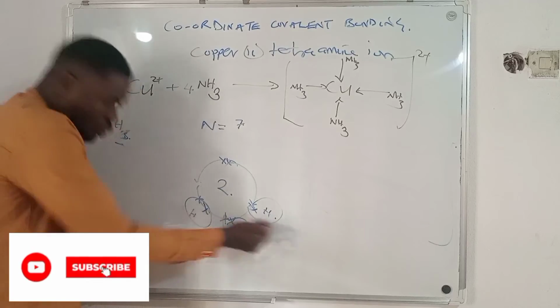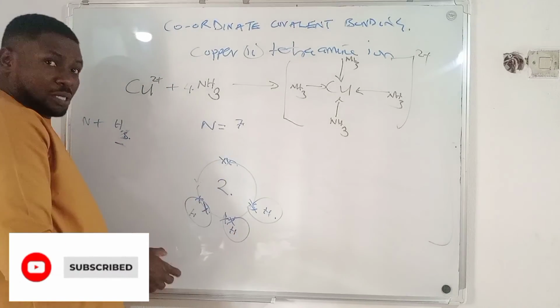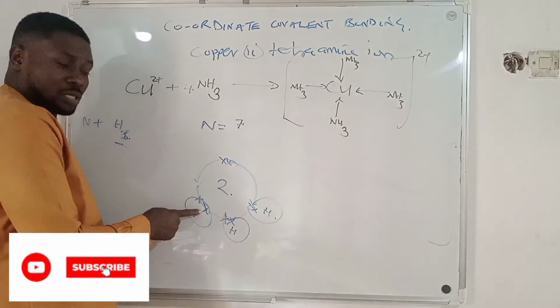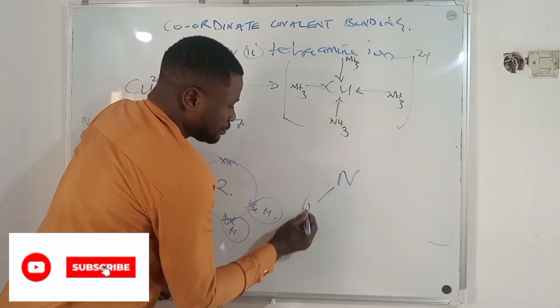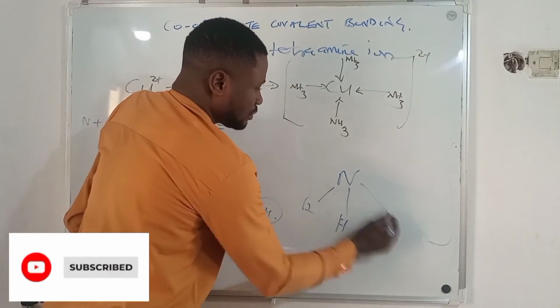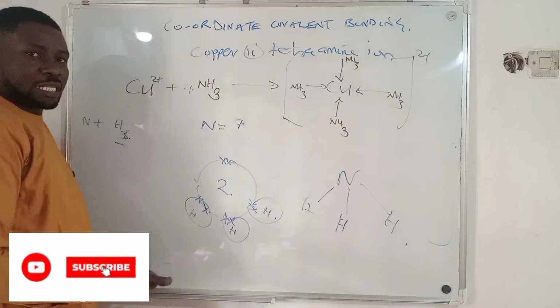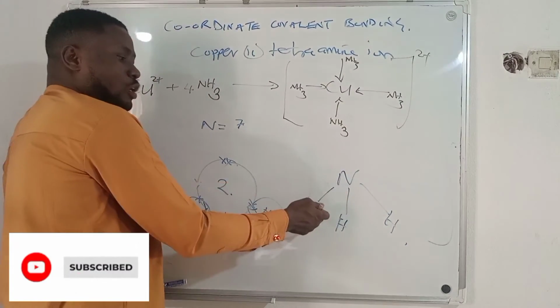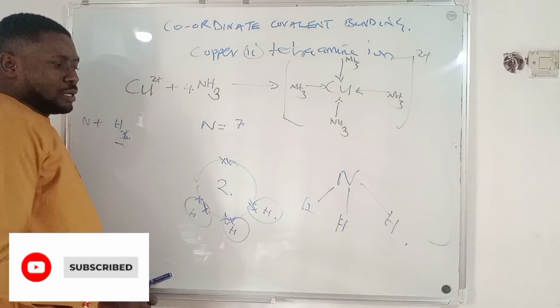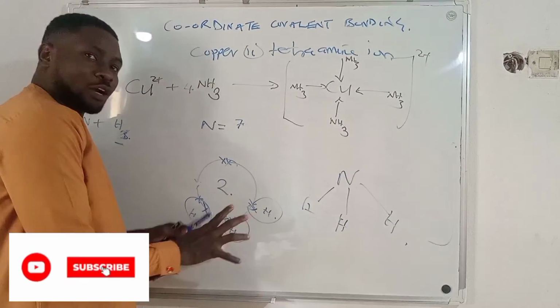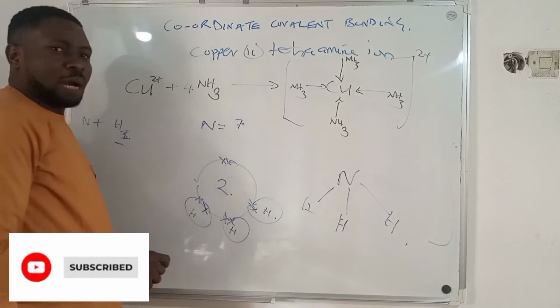Remember, what I have done is ordinary covalent bonding. This is a bond. This is a bond. That's why we always represent it this way. The formation of this is ordinary covalent bonding. So through ordinary covalent bonding, you have the ammonia molecule.